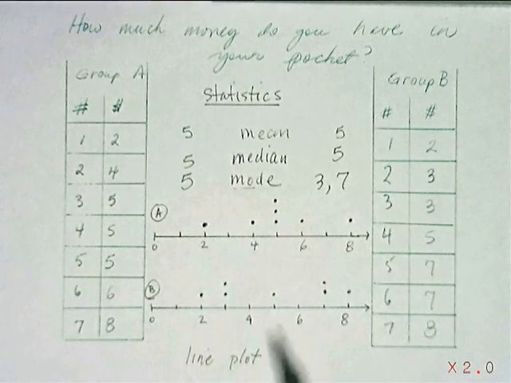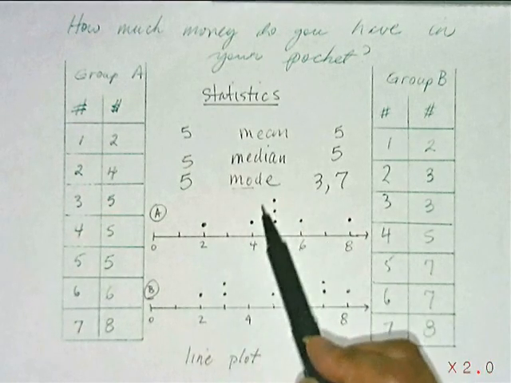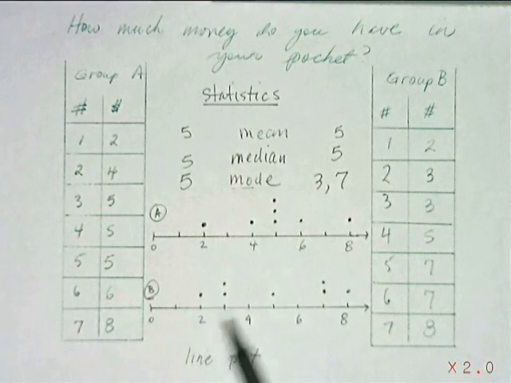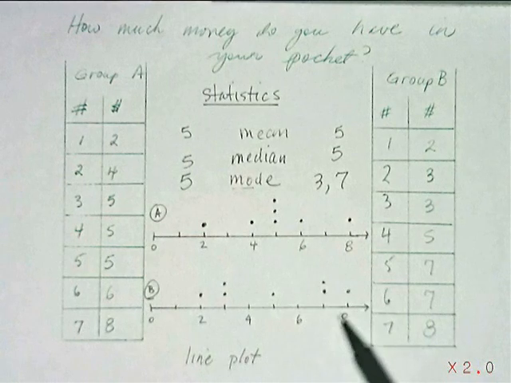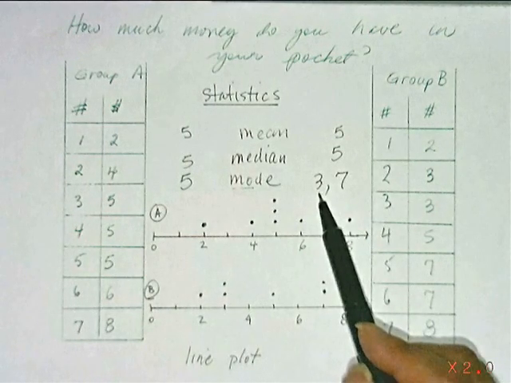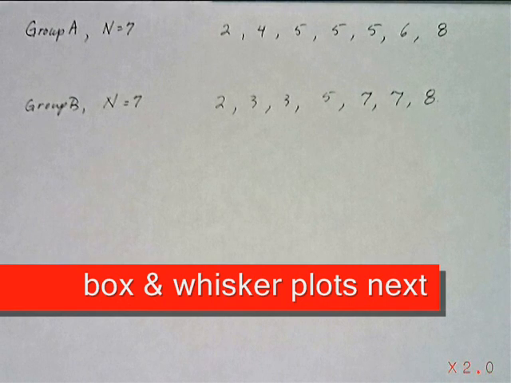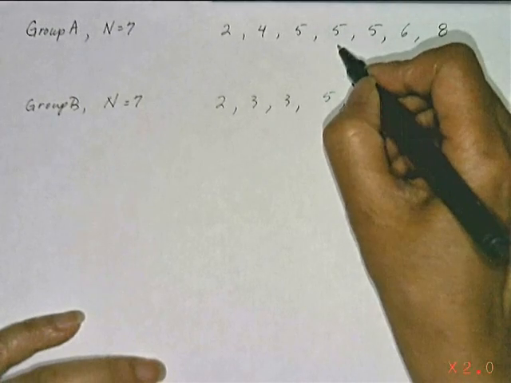Looking at the data, we can see that in group A there's a cluster of numbers around 5. With group B we have 2 clusters, a lower end clustered around 3 and an upper end clustered around 7. That illustrates our 2 modes, 3 and 7. These are called line plots. From our line plots we can draw box and whisker plots. I've reorganized the data for group A and B. As we discussed before, this is the median.